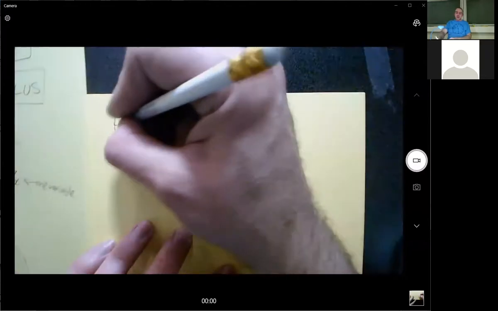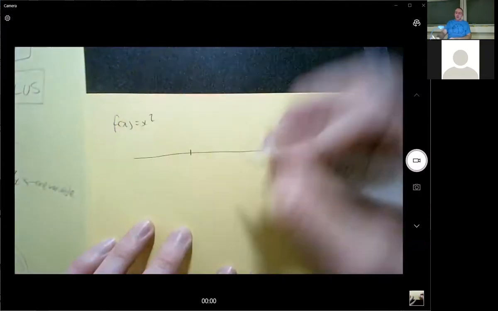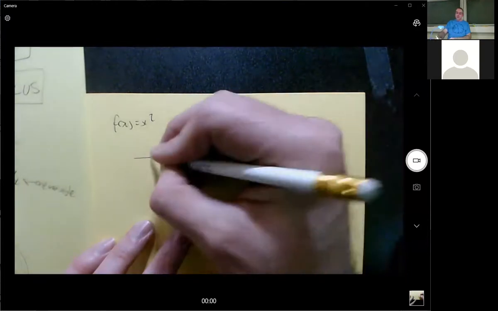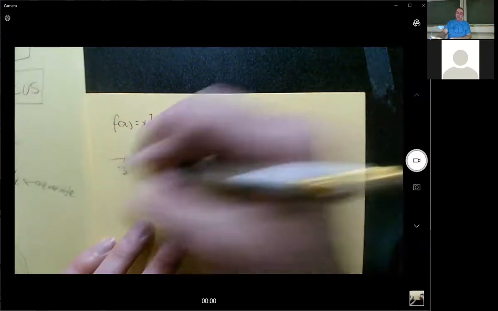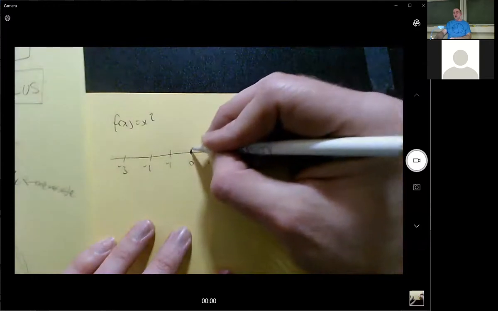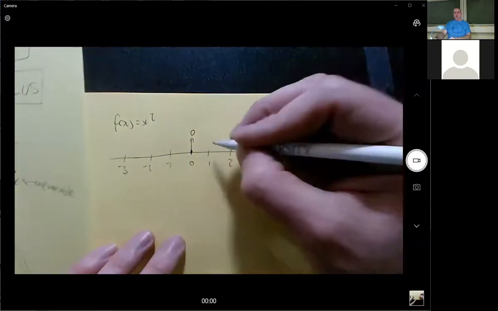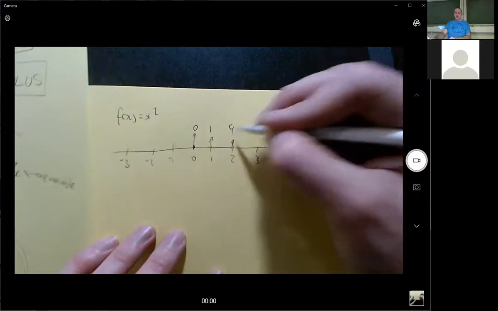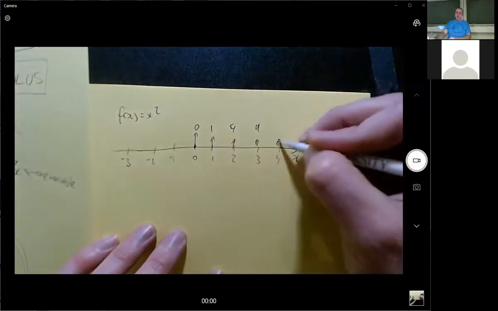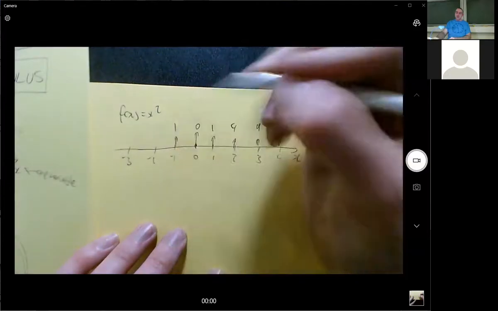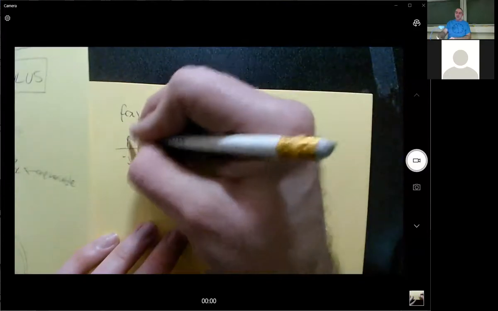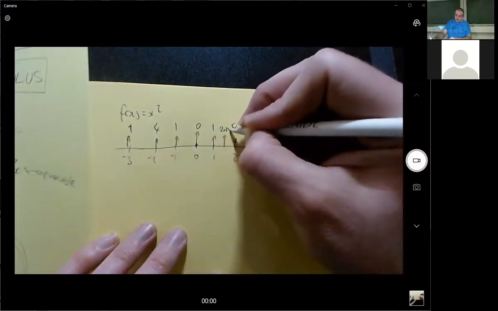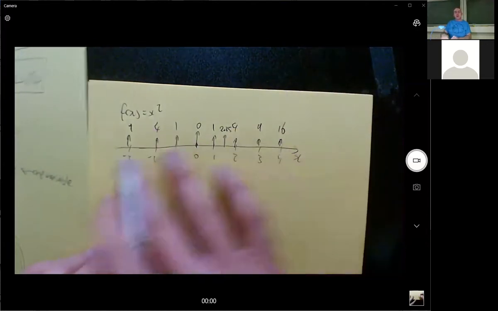So if I had the function value f of x = x squared, and I went like this, then at this point, the function value is 0. And at this point, when I sub it into the function, I get 1. And this point, I get 4. And this one, I get 9. And this one, I get 16. I also get 1 here. And then at like 1.5, I'll get 2.25. And every point has a number attached to it.